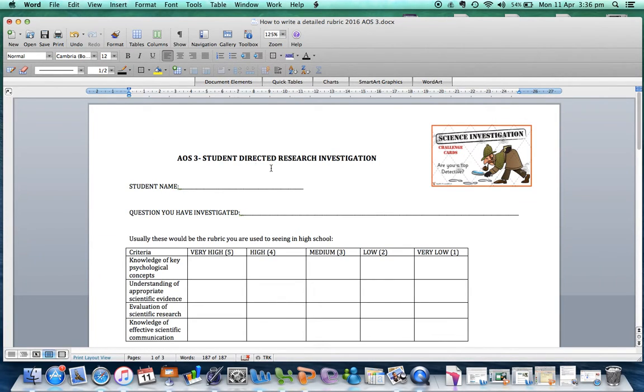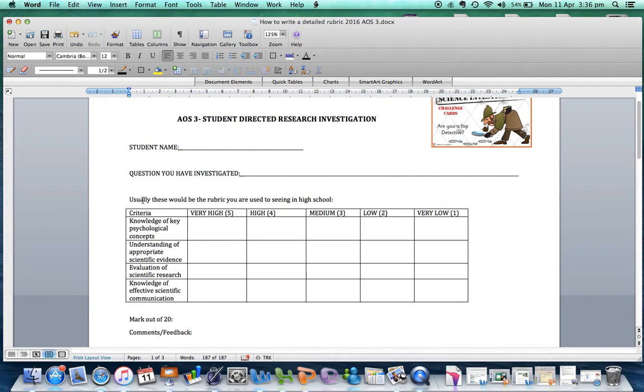Now, you're up to the last part of the collaborative workbook, which is looking at Area of Study 3, student-directed research investigations, and how to write a detailed rubric. Most of the rubrics that you would usually see in high school are something along these lines.